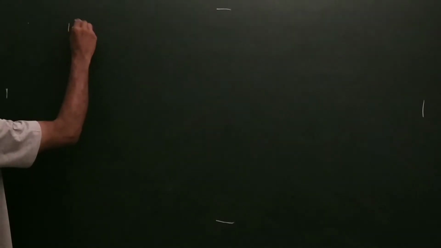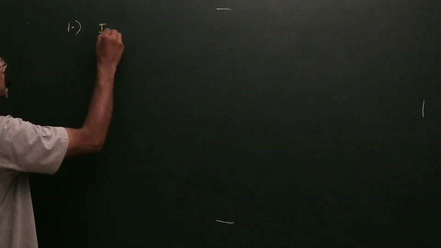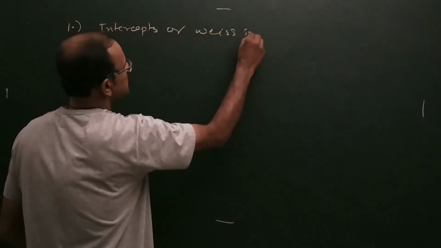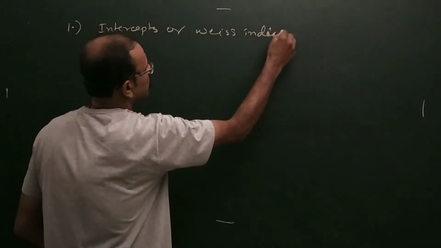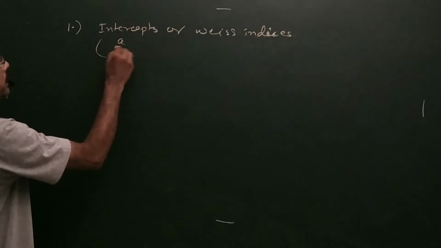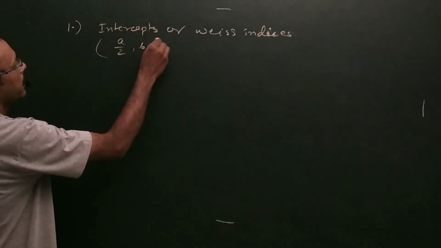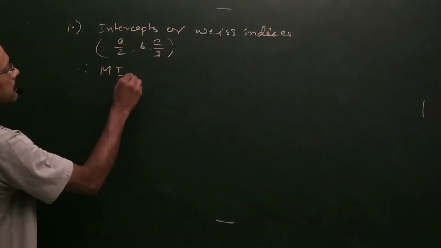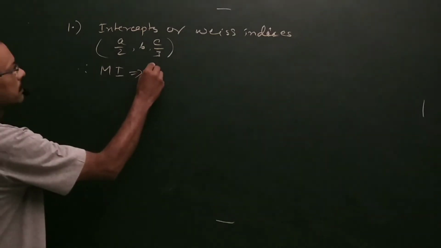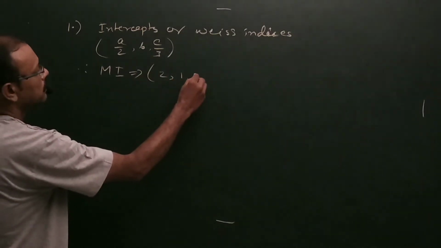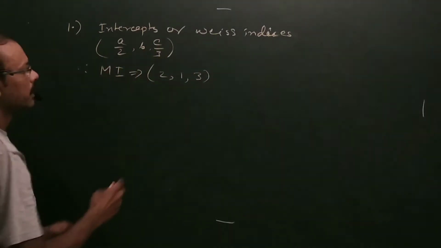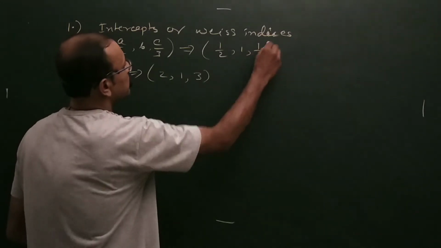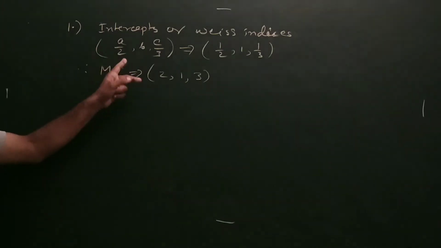Case number 1, suppose the Weiss indices or the intercepts are given by A by 2, B and C by 3. Okay? Therefore, the Miller indices of this plane will be the reciprocal of all the three, which turns out to be 2, 1 and 3. So this is the Miller indices of this plane, because the integers here are 1/2, 1 and 1/3. We have taken the reciprocal and found the Miller indices of this plane.